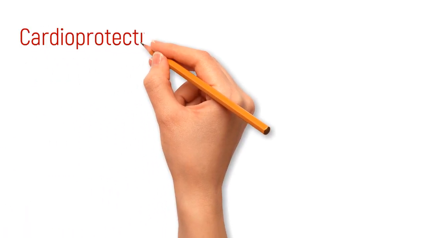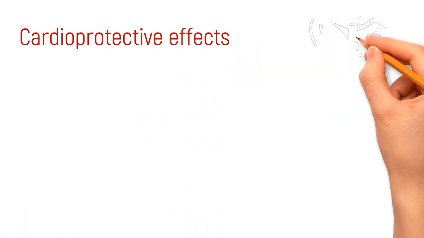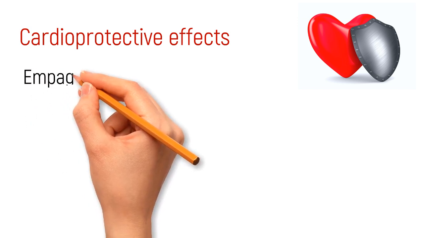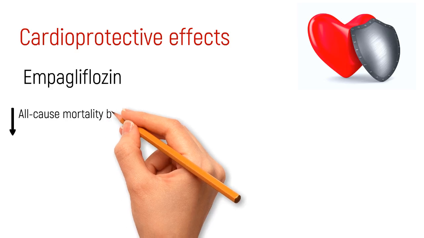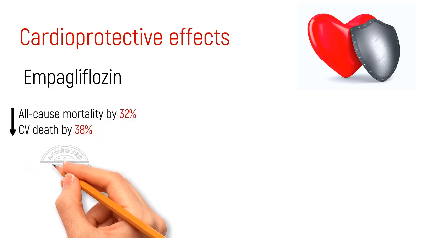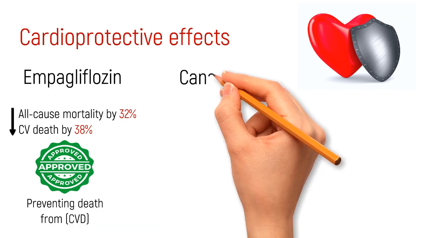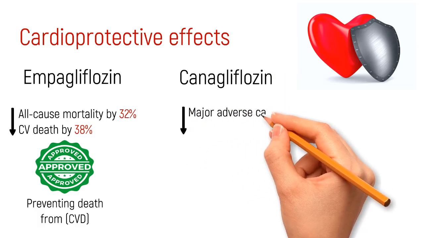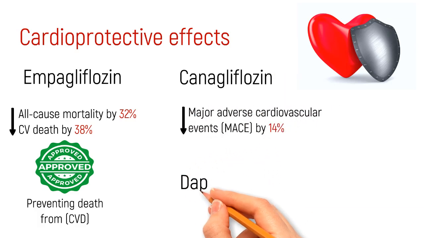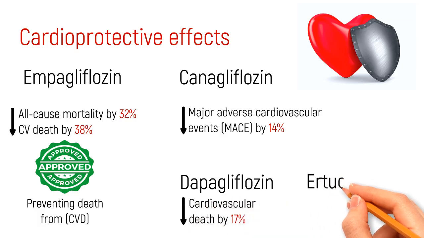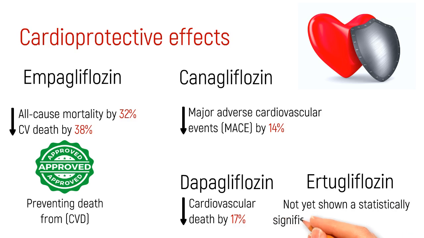Firstly, regarding the cardiovascular effects, several SGLT2 inhibitors have shown significant reduction in the cardiovascular events compared to placebo. Empagliflozin reduced all-cause mortality by 32% and cardiovascular death by 38%, leading the FDA to approve it for preventing death from cardiovascular diseases in adults with type 2 diabetes mellitus and existing cardiovascular disease. Canagliflozin showed a 14% reduction in major adverse cardiovascular events, while dapagliflozin reduced the risk of cardiovascular death or hospitalization for heart failure by 17%. Ertugliflozin, however, has not yet shown a statistically significant reduction in cardiovascular death, heart attack, or stroke.